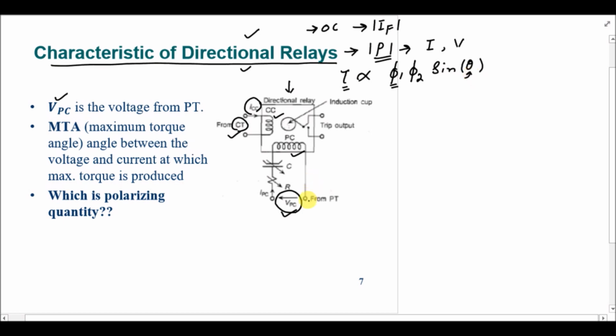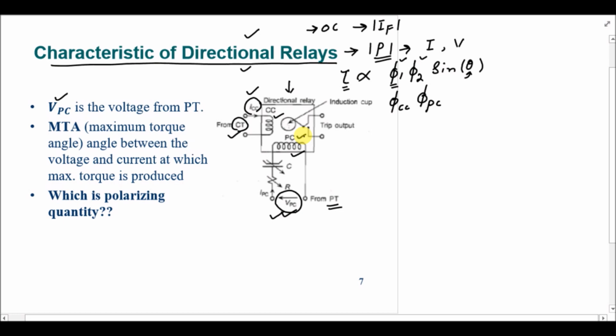So there should be two different fluxes in order to produce torque, displaced by an angle theta. In this case we have one flux from the voltage value that is coming from the potential transformer, and the other flux is generated by the current coil current, that is actually the fault current in case of any fault occurring. So we can easily calculate phi 1 and phi 2, which are phi cc, the flux due to the current passing through the current coil, and phi pc, due to the voltage applied to the potential coil.